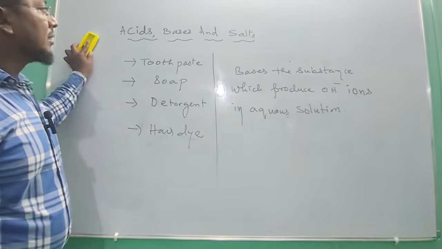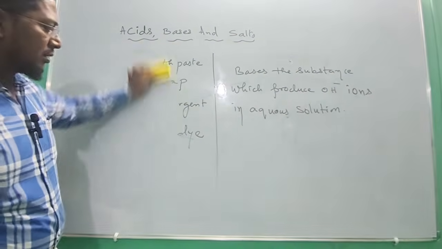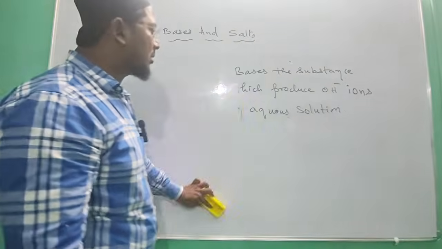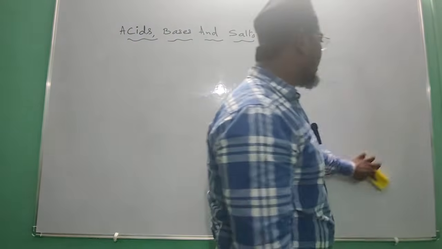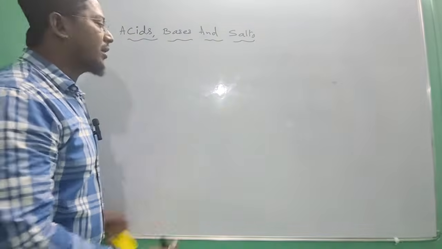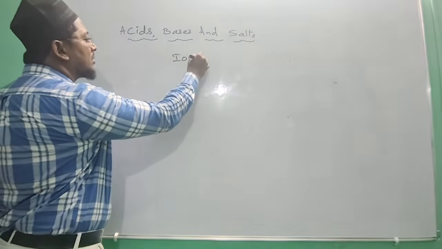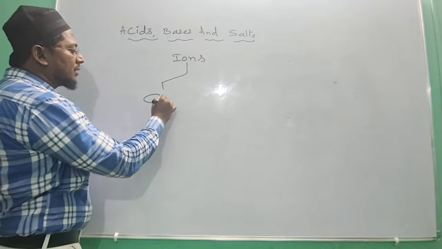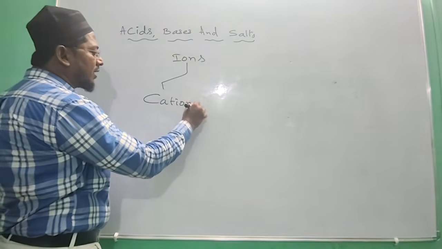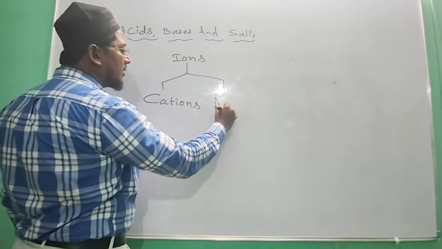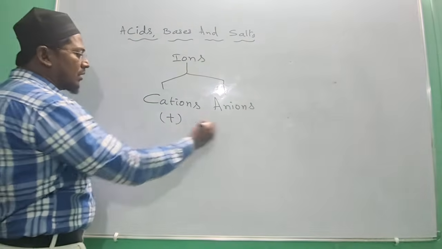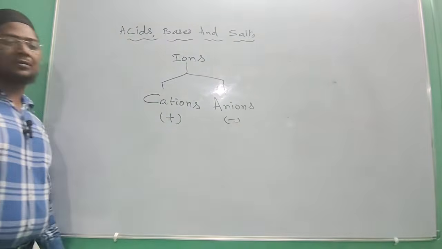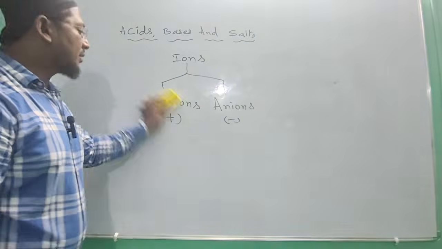As we know, there are two types of ions. The first one is cations, another one is anions. Cations mean positive. Anions mean negative. Okay.